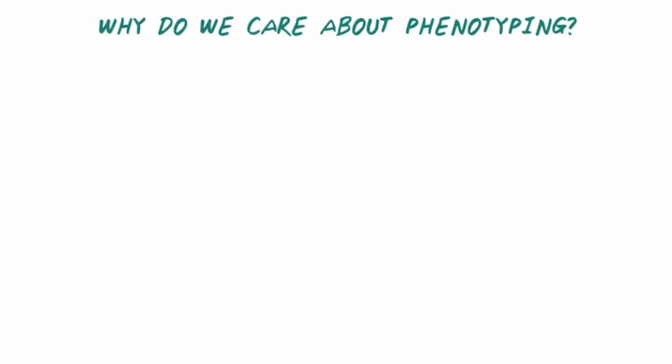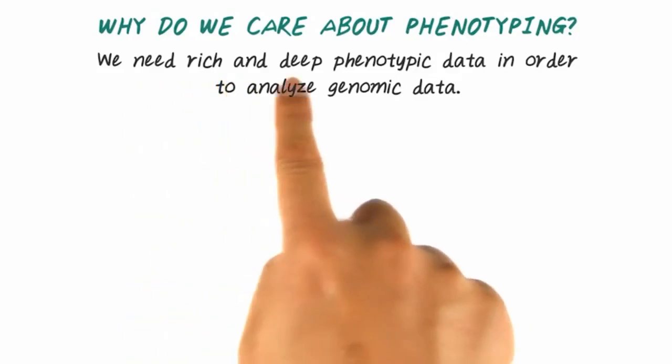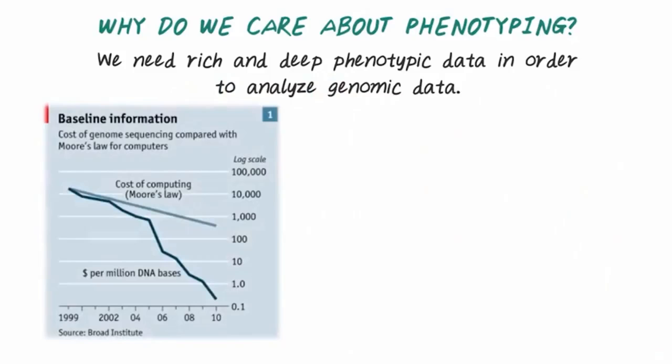As we have shown in the genome-wide association studies, we need phenotypic data in order to analyze genomic data. But in general, why do we care about phenotyping algorithms in genomic study? In fact, many people argue that we need rich and deep phenotypic data in order to analyze genomic data. Especially as sequencing technology improves, the cost of generating genomic data is dropping so fast over time, while the cost of computing, or Moore's law, cannot keep up with the improvement of sequencing technology, which means we'll have more and more genomic data in the near future about many individuals.